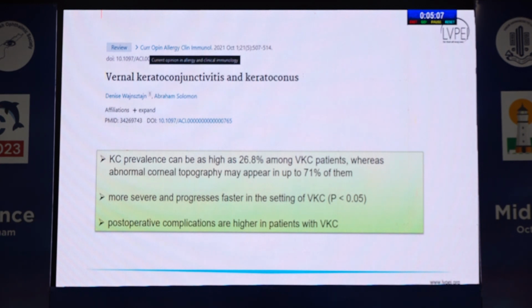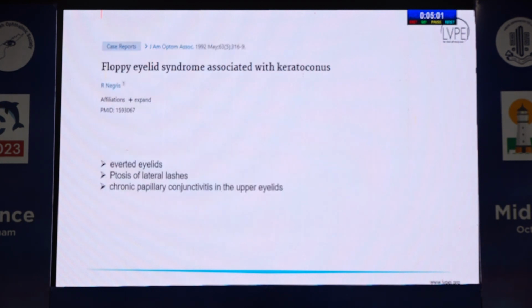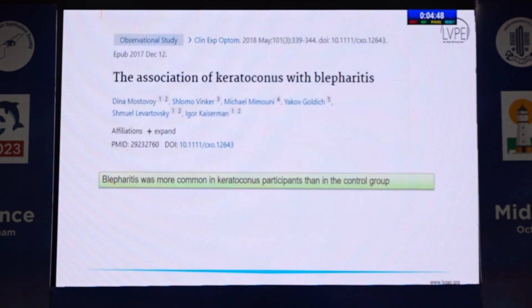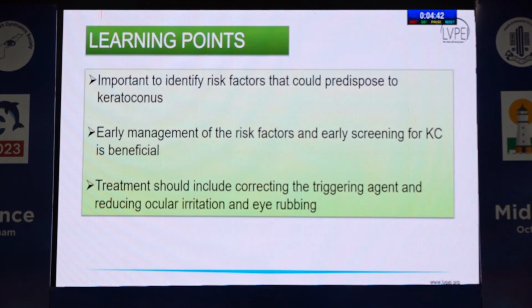The prevalence of keratoconus is very high in patients with VKC, and also the keratoconus is more severe in these patients. Also, keratoconus has been reported with floppy eyelid syndrome. Patients with floppy eyelid syndrome might have chronic papillary conjunctivitis, which can cause excessive eye rubbing leading to keratoconus. Also, in patients with blepharitis, keratoconus has been seen, again because of eye rubbing.